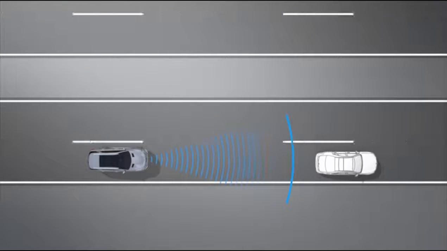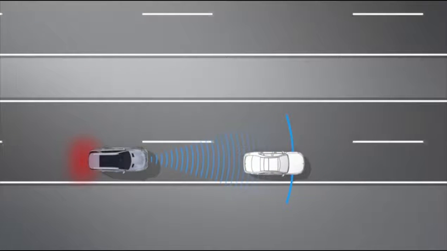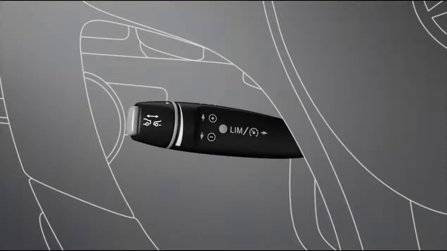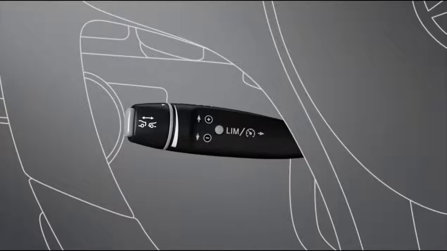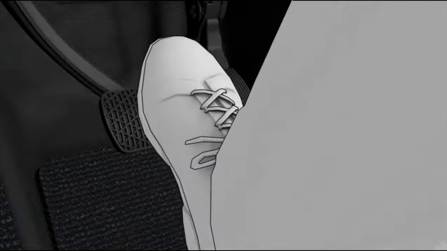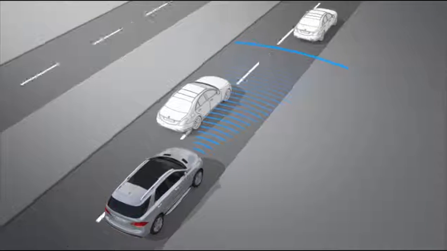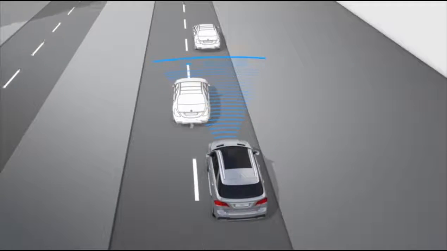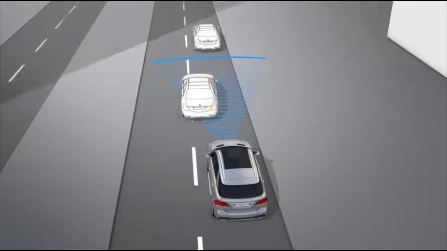If you're approaching the vehicle in front, Distronic Plus reduces your speed automatically. You can increase or decrease the desired distance by turning the cruise control lever. To deactivate Distronic Plus, push the cruise control lever forwards or depress the brake pedal. Bear in mind that Distronic Plus may not be able to detect other road users, for example if they're driving on a different line or changing lanes.